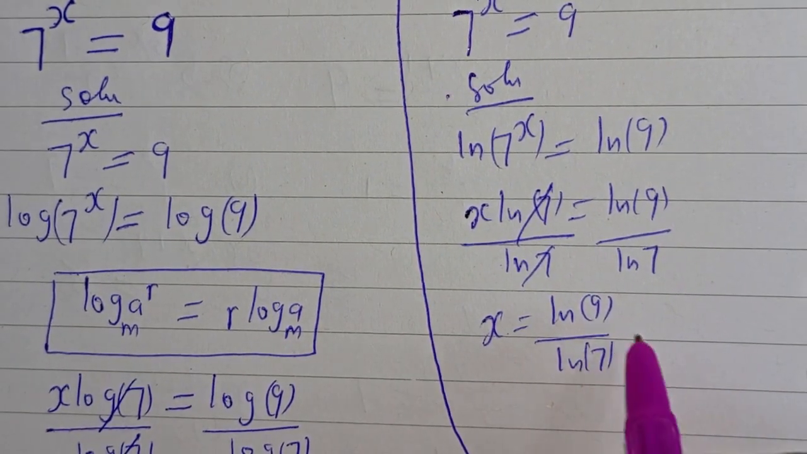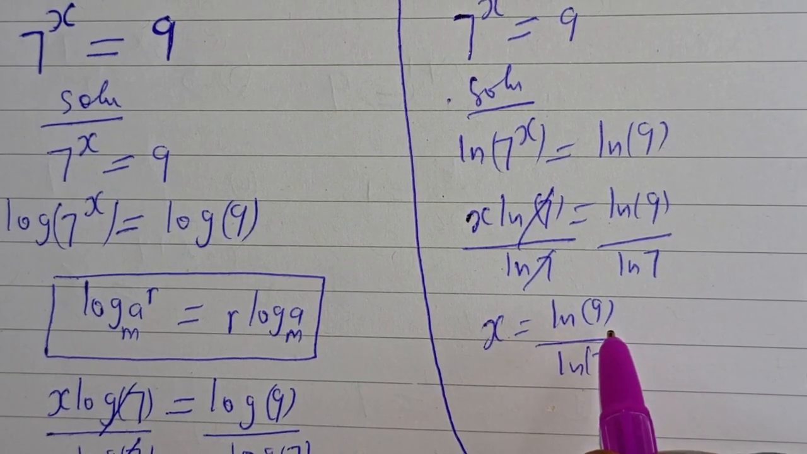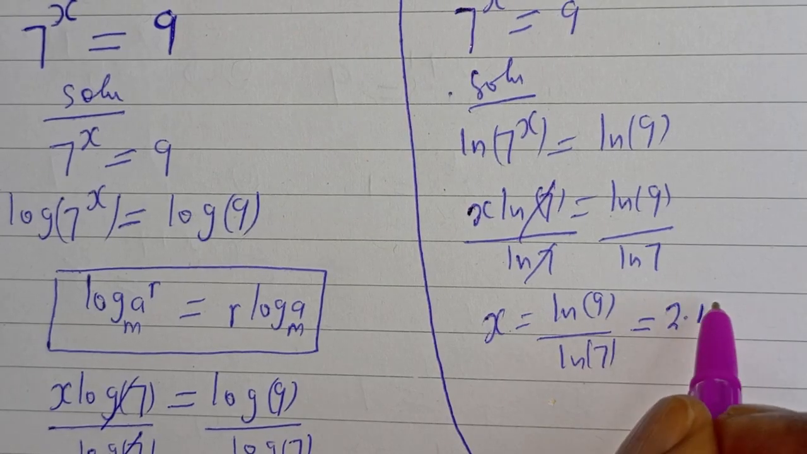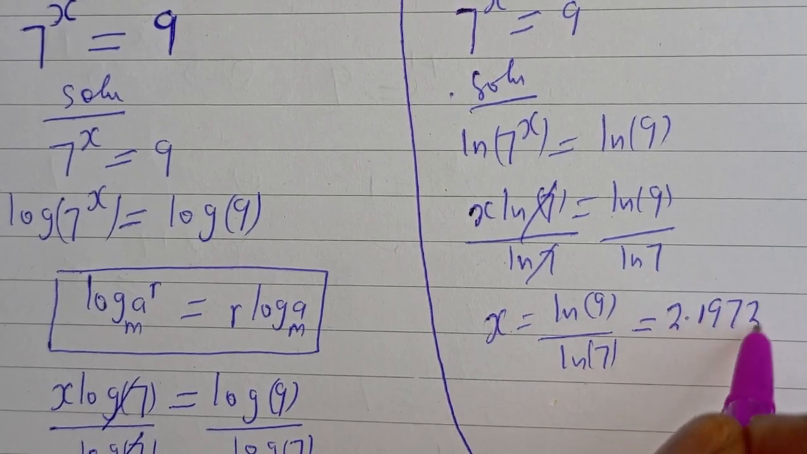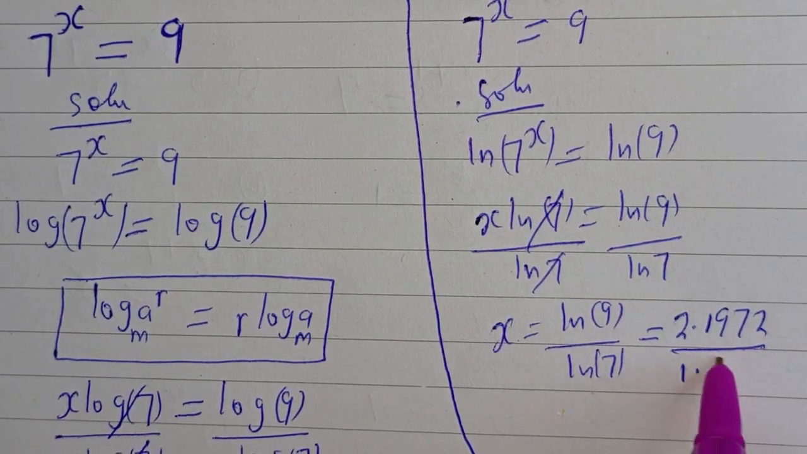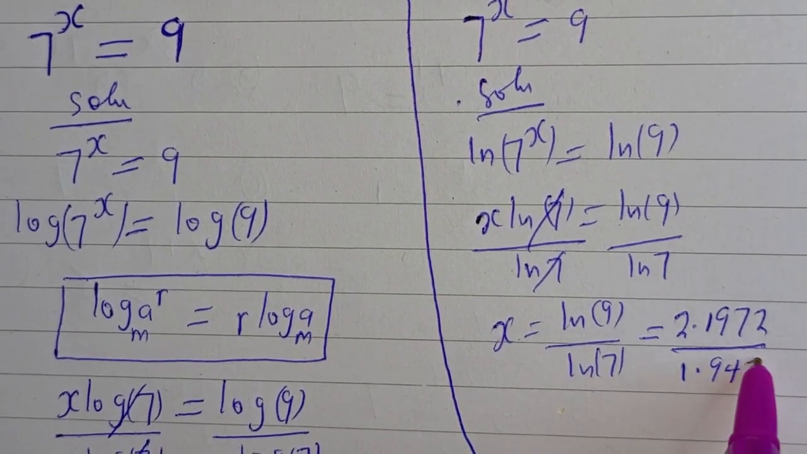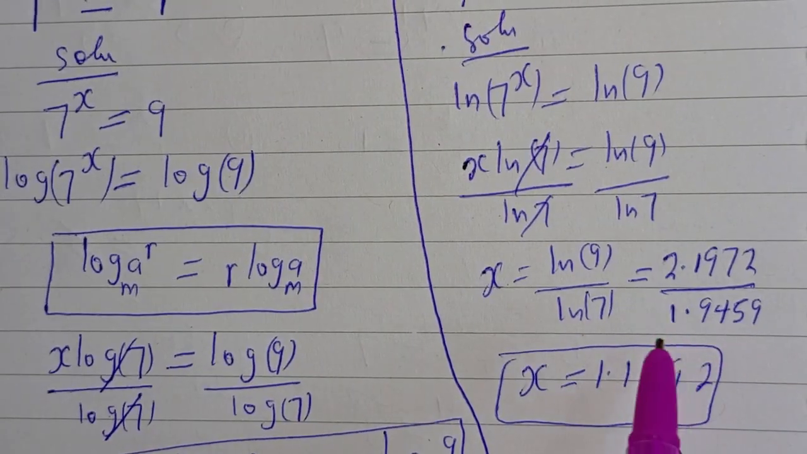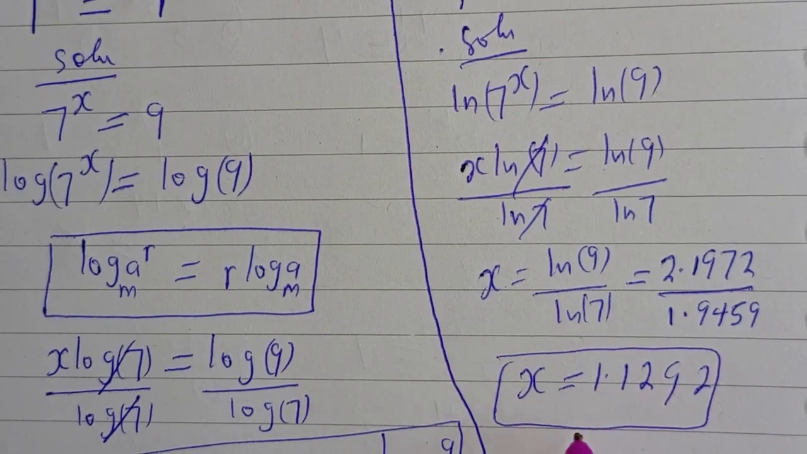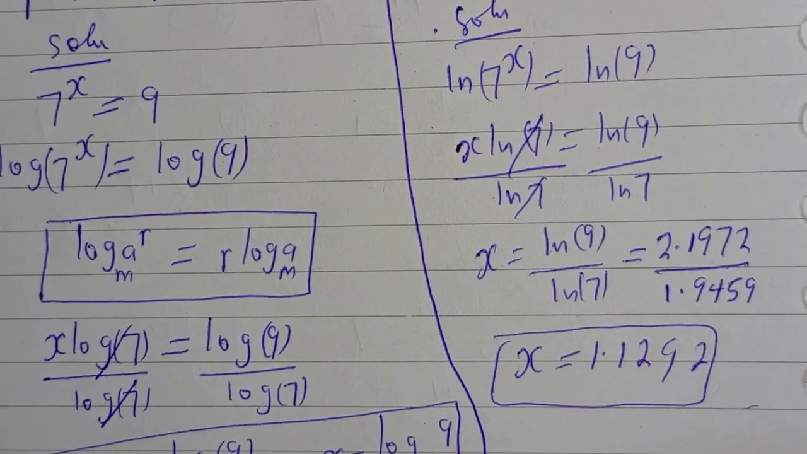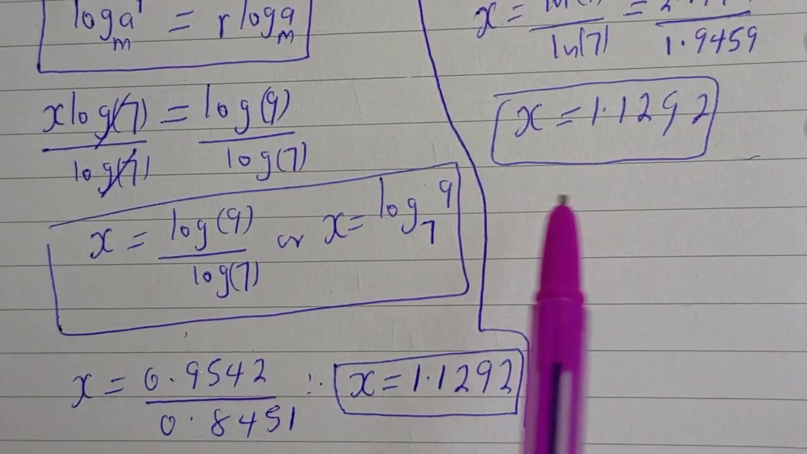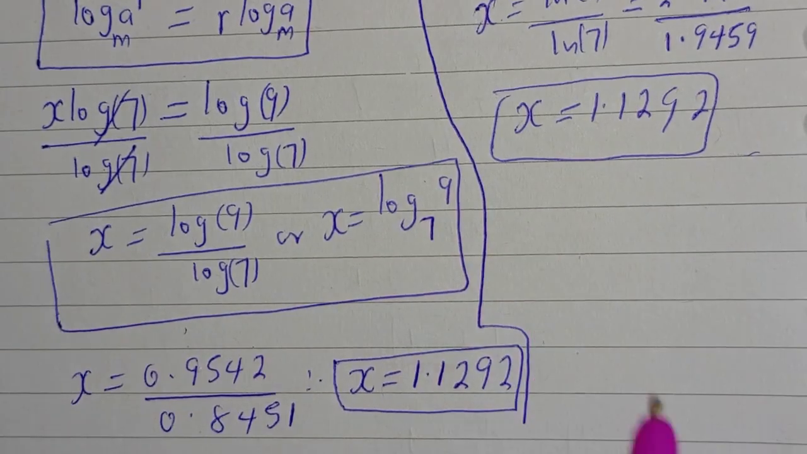Now, if you take the natural log of 9, what is the value of the natural log of 9? This is equal to 2.1972 over ln of 7 is 1.9459. If you divide this by this, s is equal to 1.1292. Then from here, we can see that we got the same value as using log. So let's check to confirm if these two answers are correct.